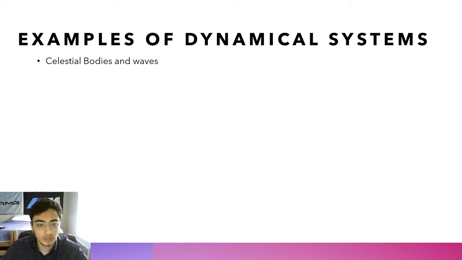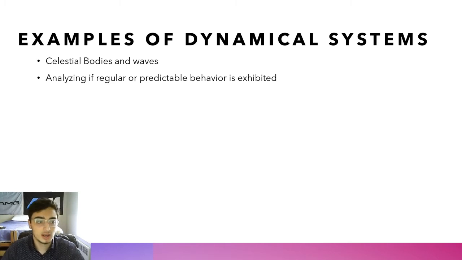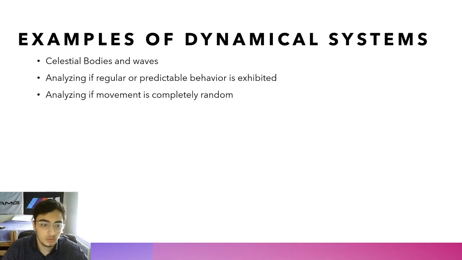When we look at these sorts of things, we have to analyze if there's a regular or predictable behavior being exhibited, because that will be an easy pattern to analyze. But there's not always a predictable pattern to find. That's part of why dynamical systems is a thing. Sometimes the movement seems completely random, and we need to analyze the random movement to try to find a pattern. Sometimes it's going to be very simple, and sometimes it's going to be extremely complex and need more complex mathematical equations to be able to plot it.